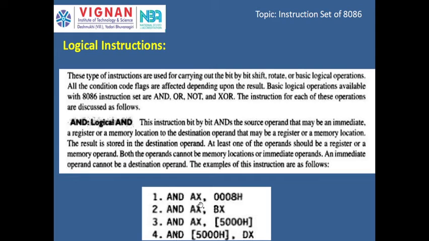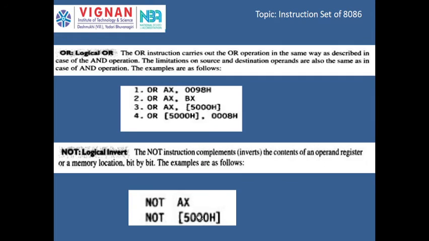So example, AND AX comma 0008H. Similarly, what we have discussed for ADD AX comma some immediate data, in a similar way. So bit by bit logical ANDing of the content of AX with the immediate data 0008H, and AND AX comma BX. Here also bit by bit ANDs the content of BX with the content of AX. In a similar way we have OR, that is the logical OR. This also carries out the OR operation the same way as we have discussed in the AND operation, with the same formats: OR AX comma immediate data, or OR AX comma BX, like that. I would like to explain with some examples.